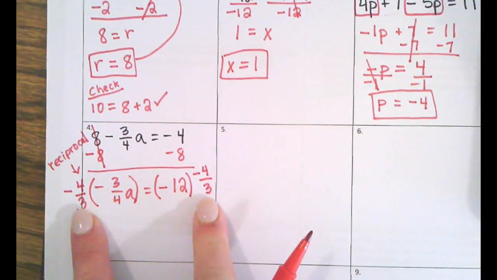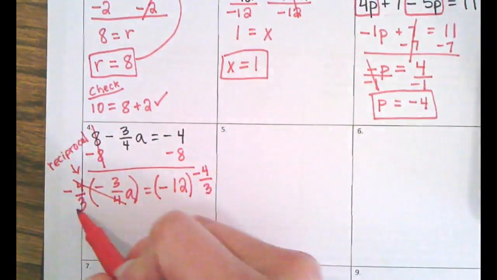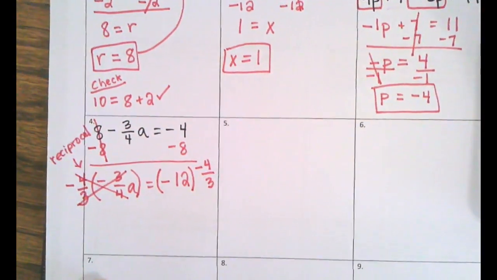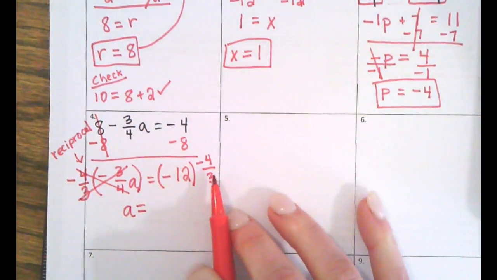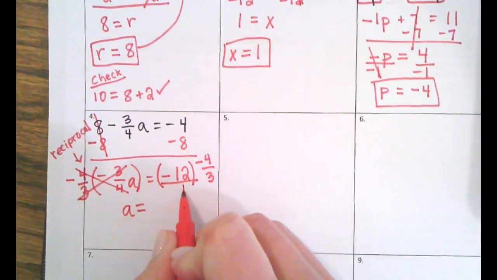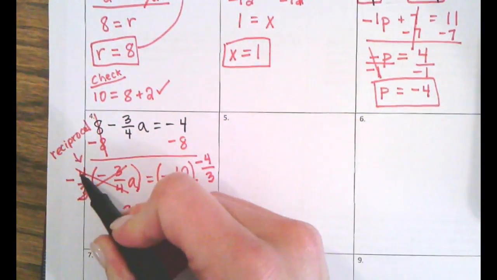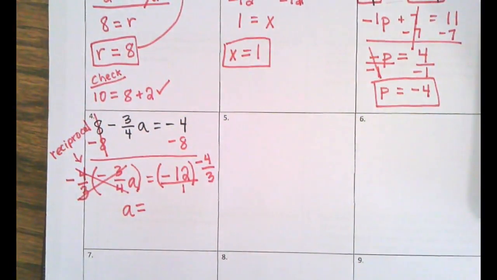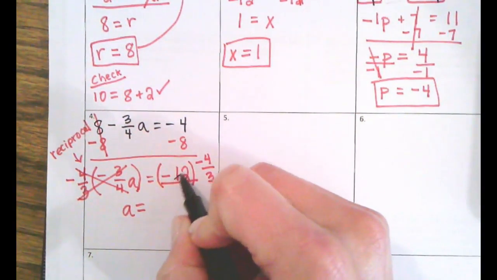Once again, you can see this cross simplifying: the 4's cancel and the 3's cancel and the negatives cancel. I'm left with A equals, and either you can plug this into your calculator, put this negative 12 over 1 and multiply across to simplify, or you could actually cross simplify here, the same way I cross simplified the 4s and the 3s. I'm going to cross simplify the 12 and the 3. Well, I know 12 and 3 are both divisible by 3.